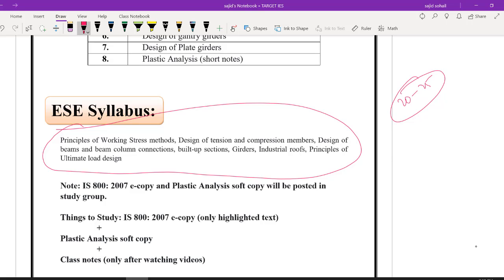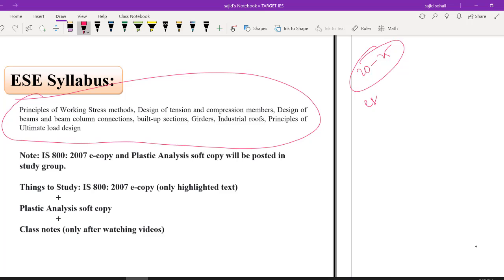We're coming to the importance of this subject. In ESE, obviously you know every year the weightage fluctuates. Sometimes 13 questions can come, but sometimes hardly like 5 questions come. On average you can say 10 questions will come from steel structures, so you will be getting like 20 marks.